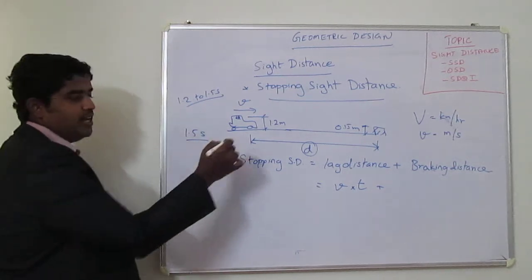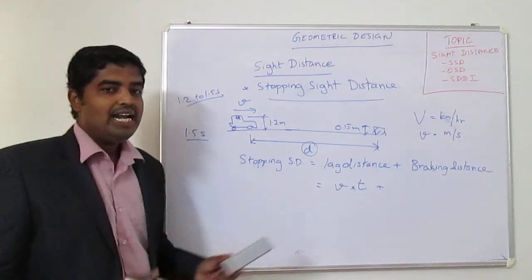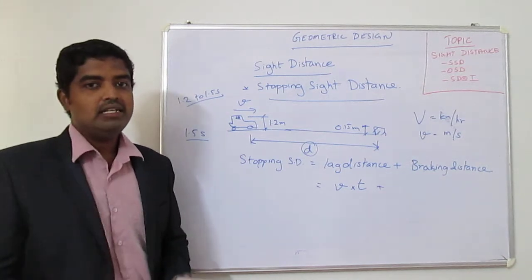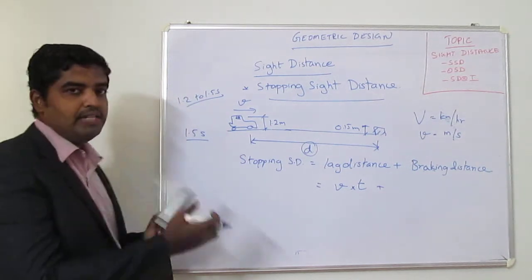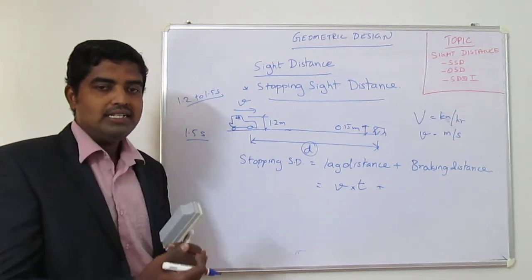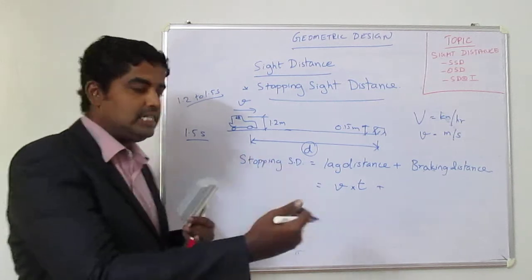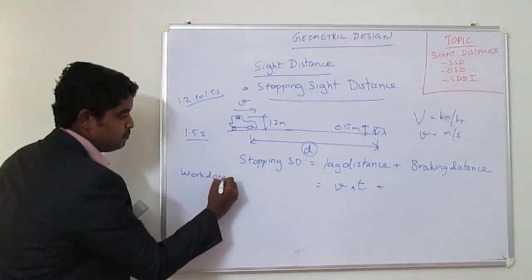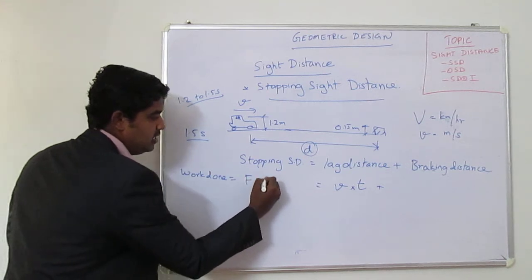So the vehicle is moving at a speed. The work done in stopping the vehicle will be equal to the kinetic energy of the vehicle. So you will be applying the brake, so the vehicle will try to stop. So the work done in stopping the vehicle, work done is nothing but force into distance. So work done equal to force into the distance.